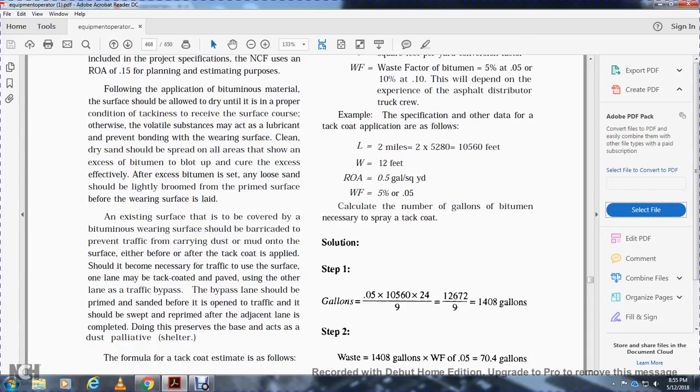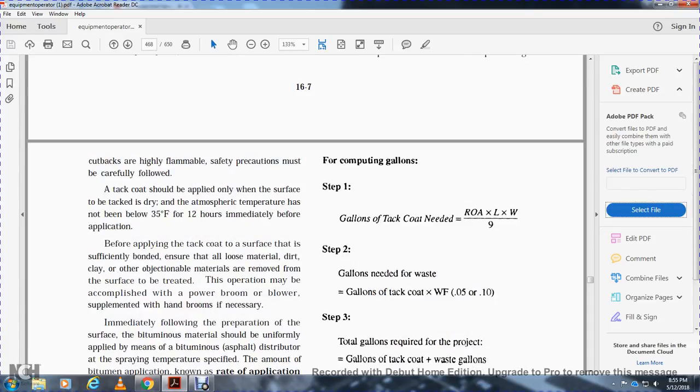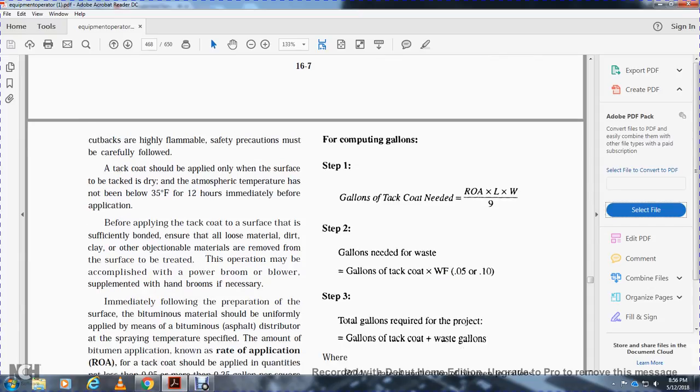The formula for the tack coat estimate is as follows. For computing gallons of tack coat needed: rate of application times length times width divided by 9. Then, gasoline needed for the waste: gallons of tack coat times the waste factor of 0.10.